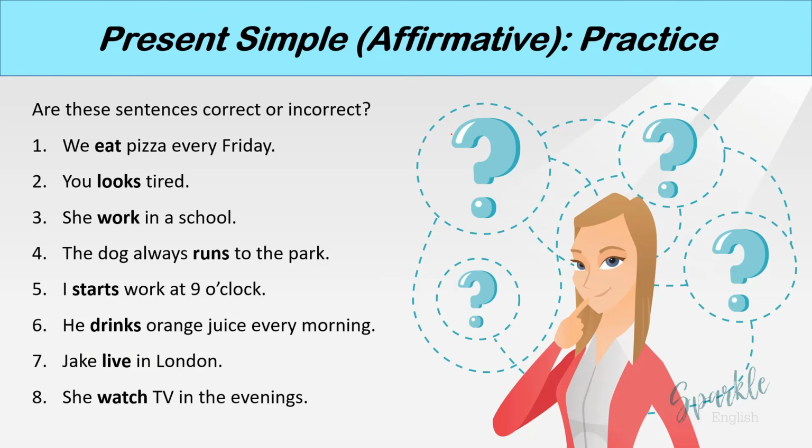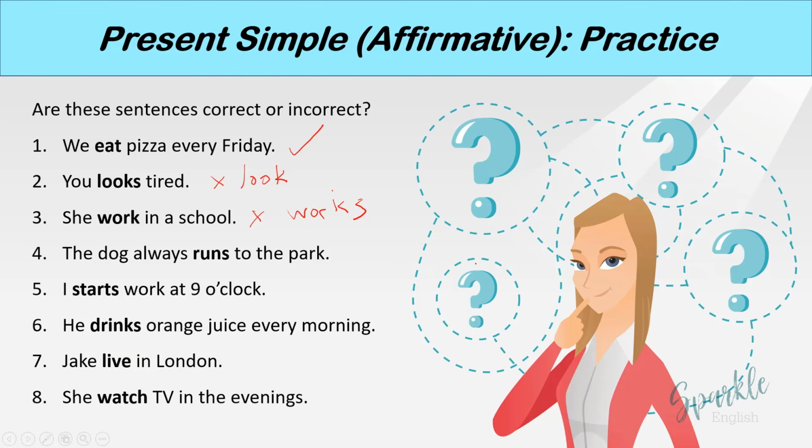So use the rules we just discussed to fix any of the sentences here that are incorrect. Number 1 is correct. We eat pizza every Friday. Number 2 is incorrect. We have to write you look tired. We only add the S for she, he, and it. She work in a school. This is incorrect. It should be works. We add an S for he, she, and it.